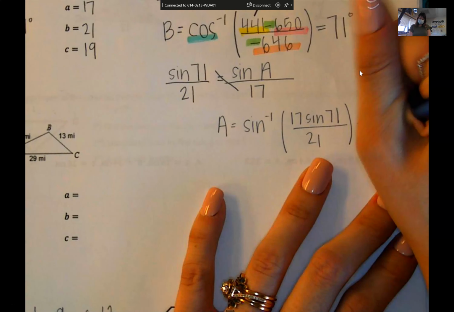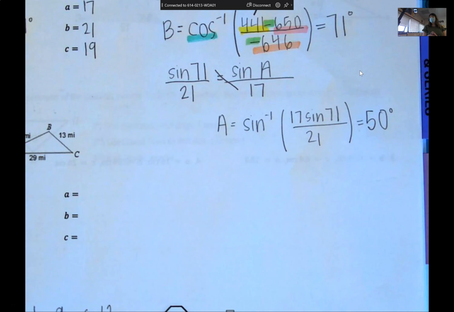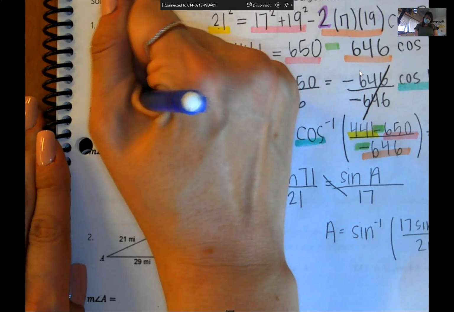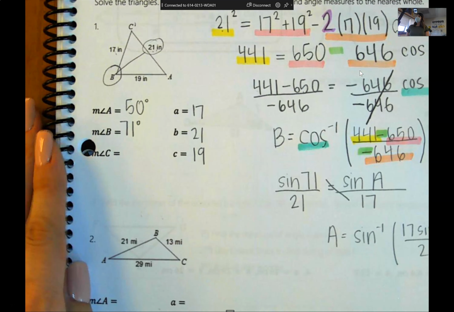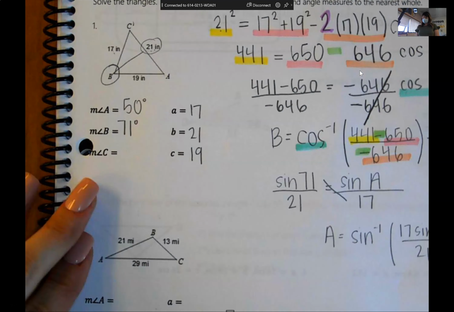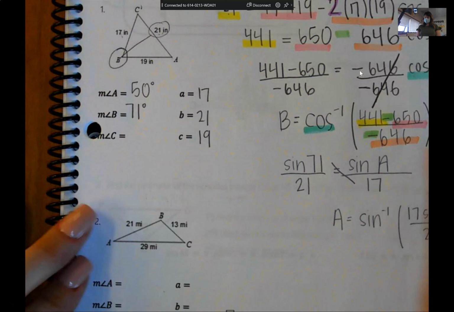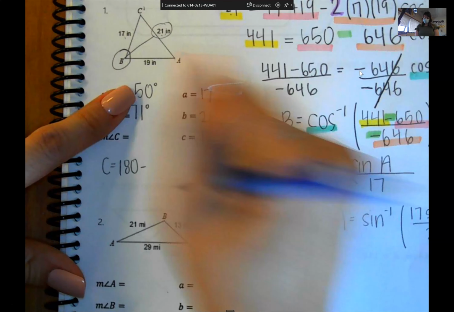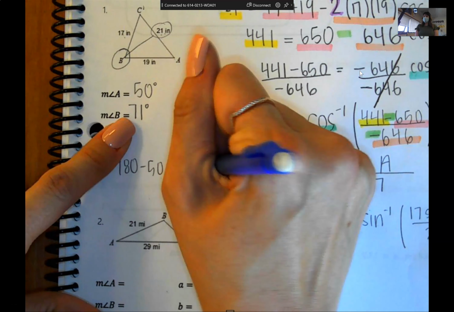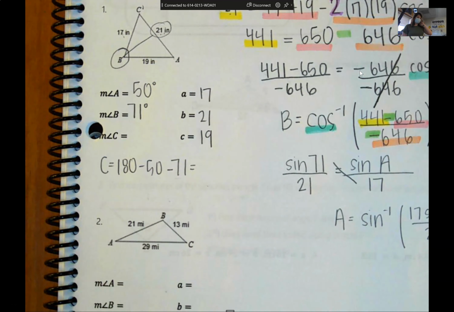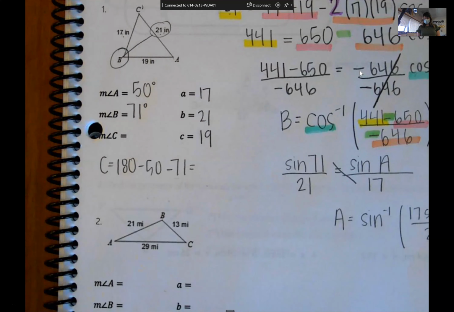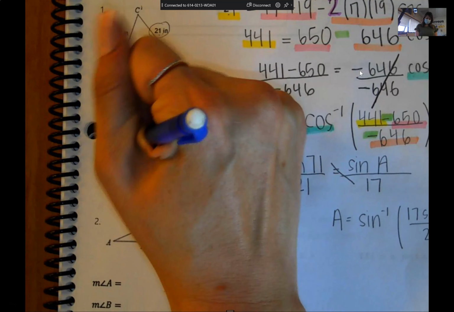So 50 degrees, it was 49.9. You can wait till the end, or you can go back here and now fill that in. So lastly then, angle C is 180 minus 50 minus 71. So our last angle is always the quickest. 180 minus 50 minus 71 gives us 59.